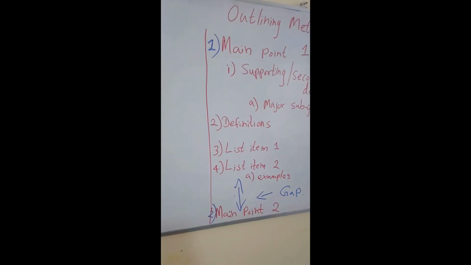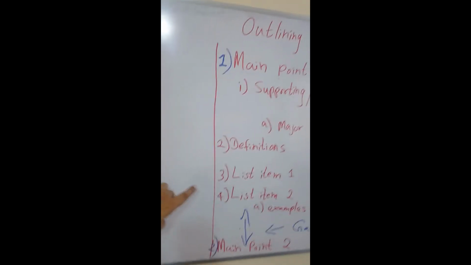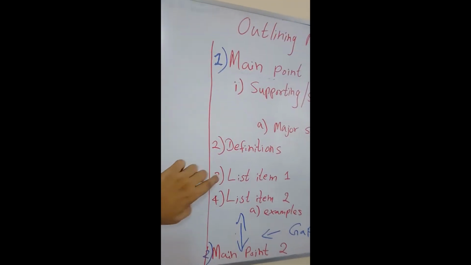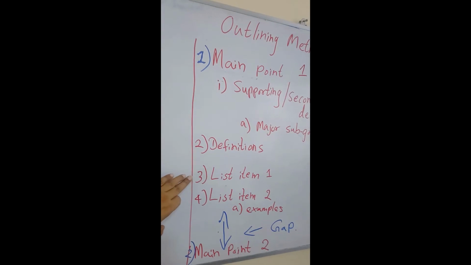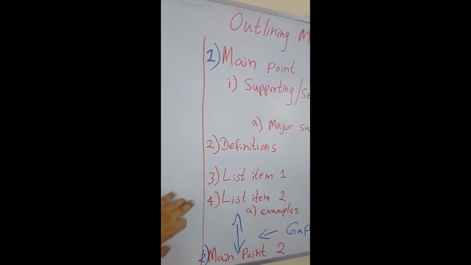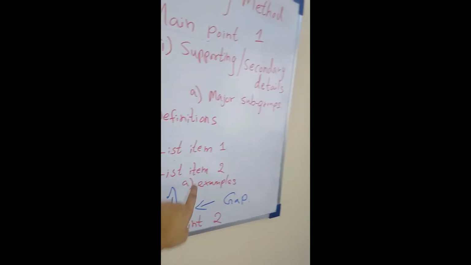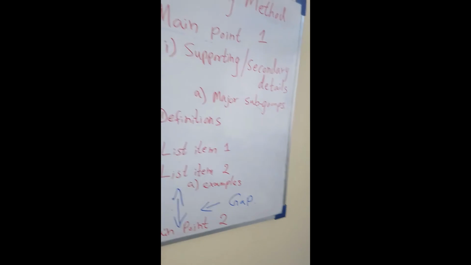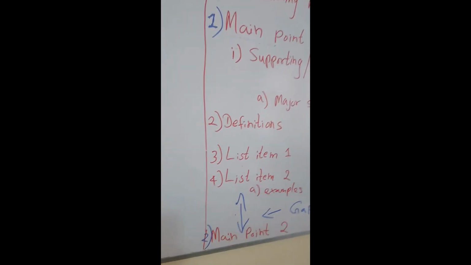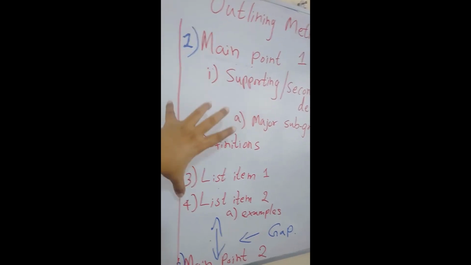So if the lecture or the text contains a list of items, you can dedicate a special space for those listed items. So listed item 1, listed item 2. If there are examples, you indent it and then you give the examples right under that particular point. Okay, so this is all about one particular point.